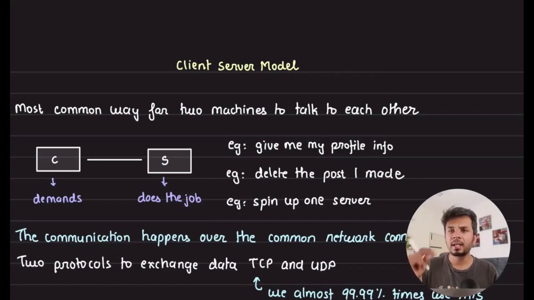For example, client says, "Hey server, give me the profile with this particular ID. Hey server, please delete the post with this particular ID. Hey server, spin up an EC2 instance for me. Hey server, send an email to this user. Hey server, do this. Hey server, do that." Now, the way your client tells the server what needs to be done is what this model describes.